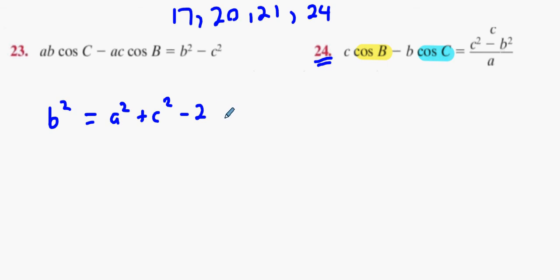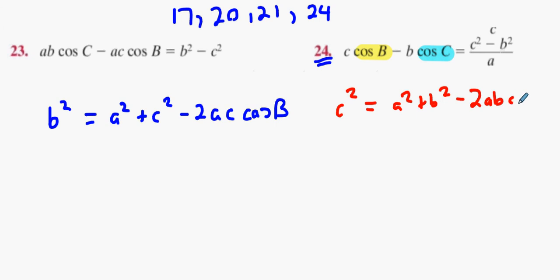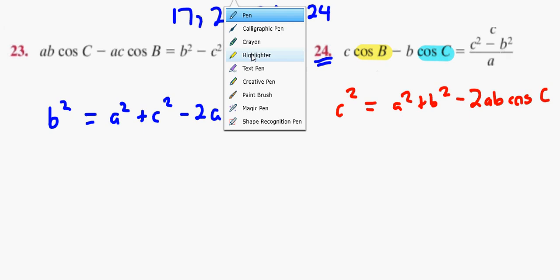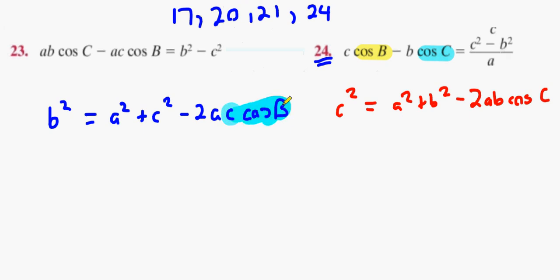Okay. Now, what else are we going to do here? Oh yeah, it's AC cos B. Awesome. There's a cos C this time, so I'm going to use C squared equals A squared plus B squared minus 2AB cos C. I'm going to isolate C cos B and B cos C. Alright.